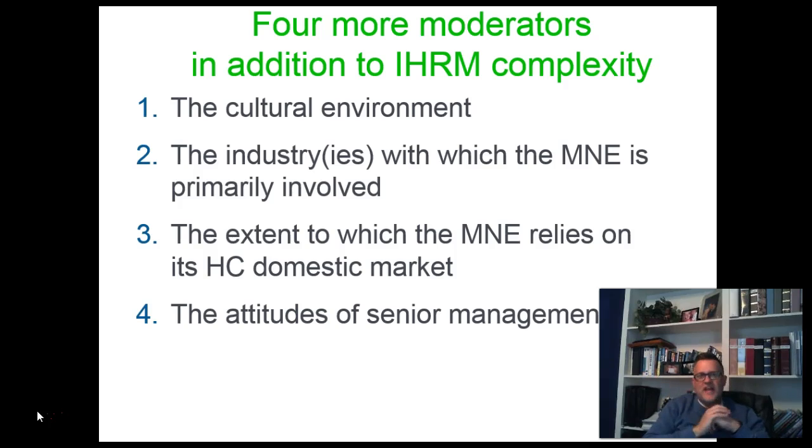So four things that act as moderators in international human resource management: the cultural environment; the industries in which the multinational enterprise, MNE, is primarily involved, so the industry itself, whatever industry is involved, could have an impact on international human resource management; the extent to which the multinational relies on its home country domestic market; and the big one in this, the attitudes of senior management.